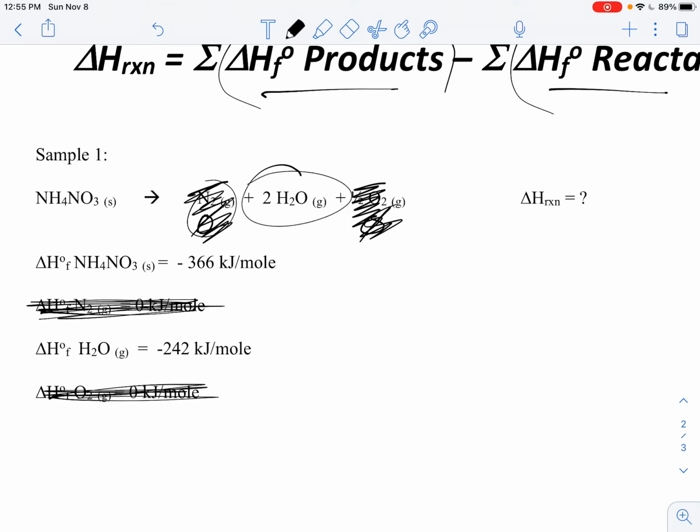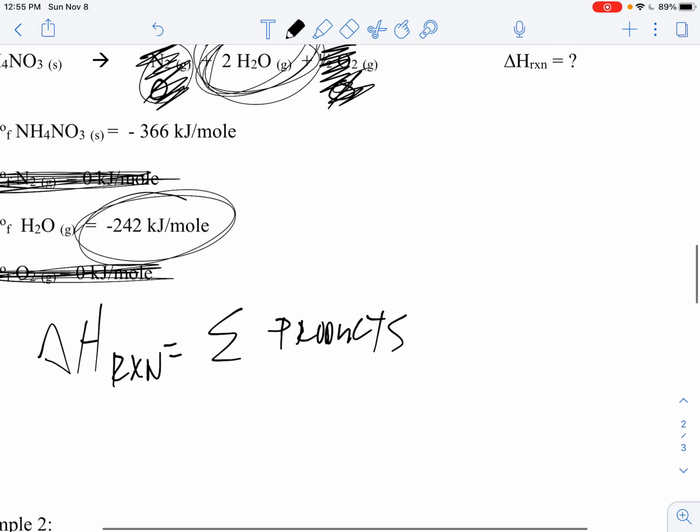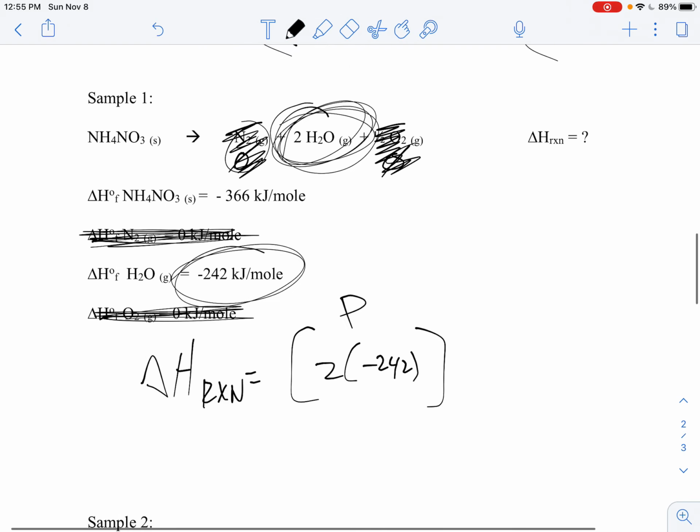So what have I got here? I've got two waters on the right-hand side. So it's products minus reactants. So what are my products? My delta H of my reaction is going to be the sum of the products. We'll start there. I've got two waters on the right-hand side, the products side. Well, water is negative 242 as a gas. So don't forget that there's two of them, so that's going to be 2 times negative 242. So that's my products.